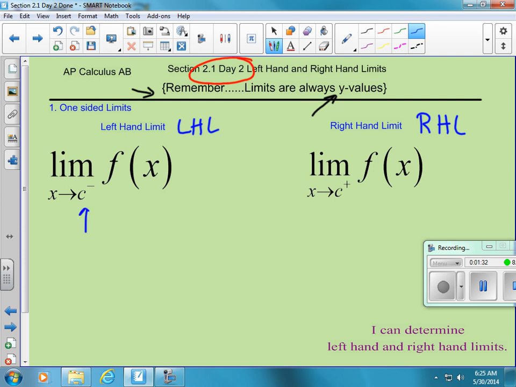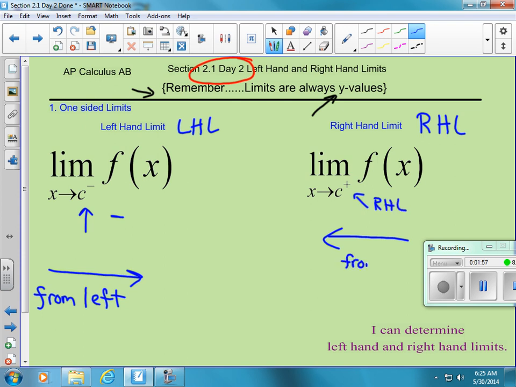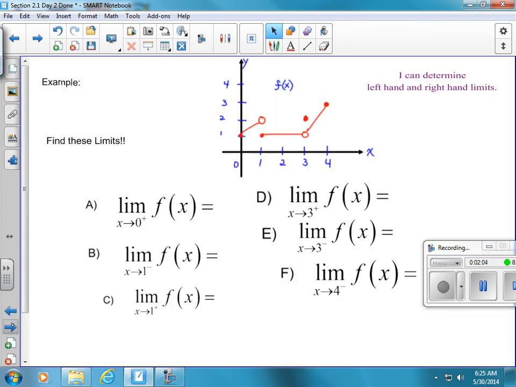This is how your notation is written. Pay close attention. This one has a negative sign. It's coming from the left. It's where our function is going to as it comes from the left. And this one, it's a C plus, x is going to C plus, indicates right-hand limit, and that is from the right. For once, math makes sense. Math always makes sense. So let's look at a real problem.